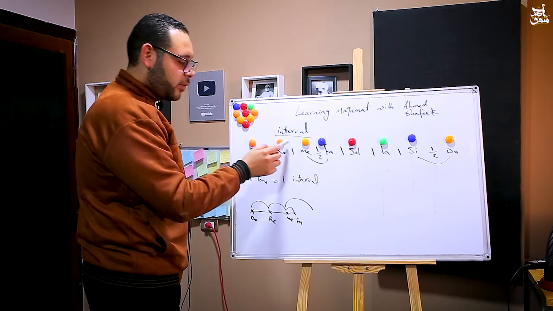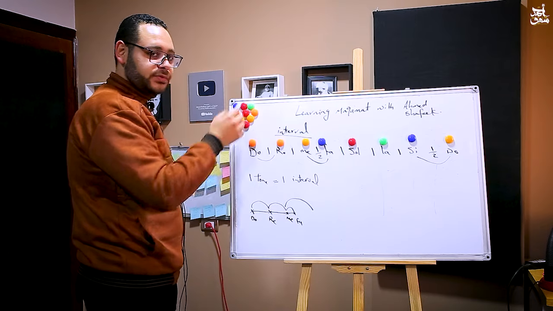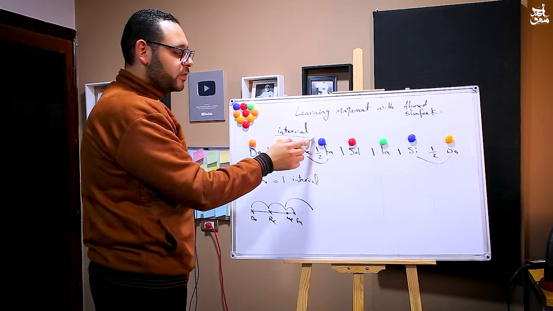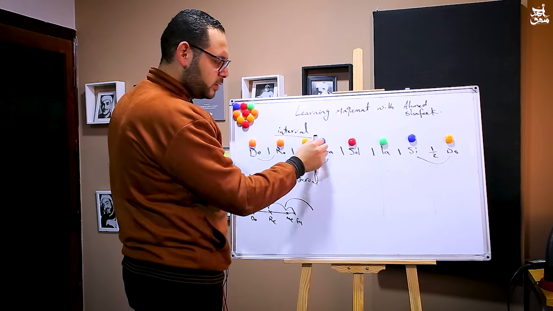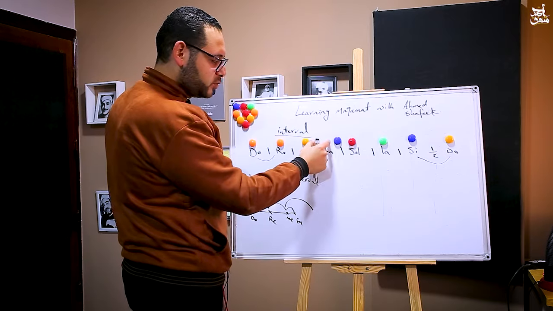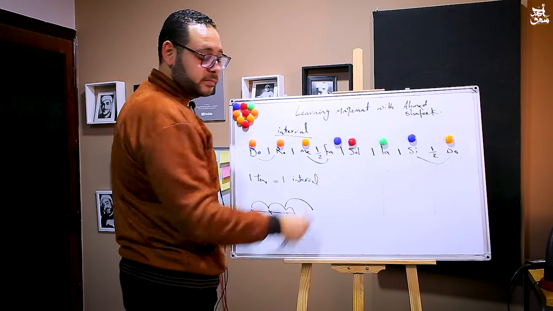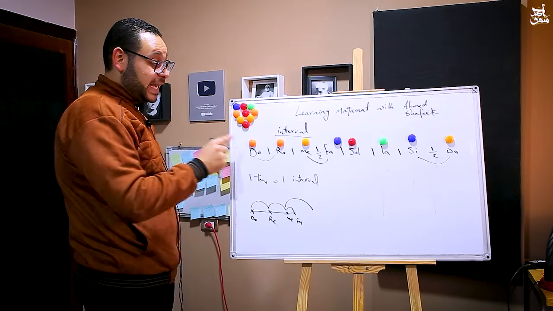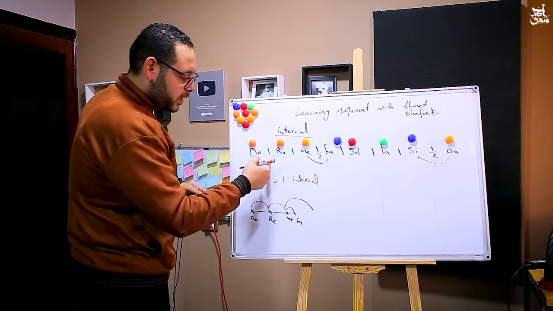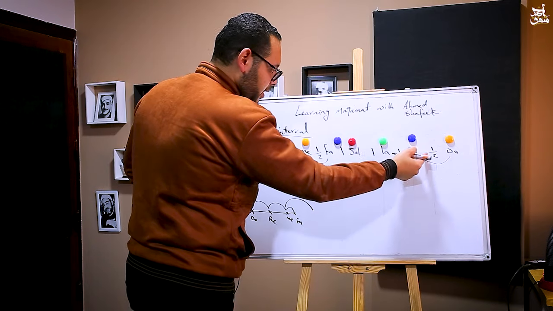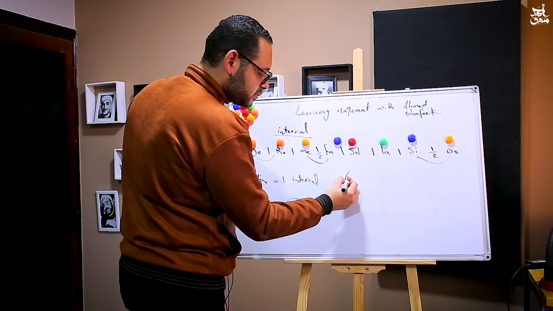Mi is far away from re by one interval. Fa is far away from mi by half interval. Can we make it one? Yes, if we made it one, the distance between fa and sol will be half. Because if we calculated 1 + 1 + 1 + 1 + 1 + 1 + 1 + 1 + 1 = 6.